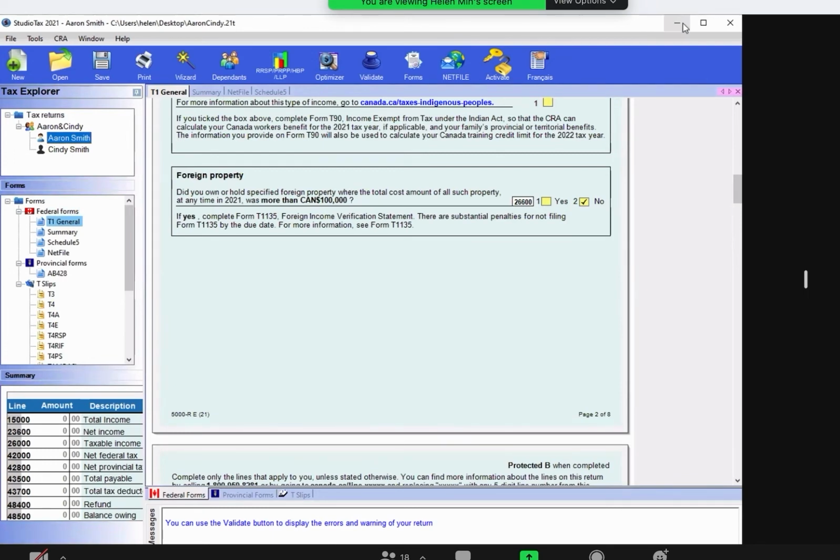So let's see. Because I still have time, I still can do it, but attach. Make sure you attach your T2202. You make a copy. Because that's a T1 adjustment, you cannot submit online. You can only mail it. So you mail it, you put your envelope there, and attach the T2202.